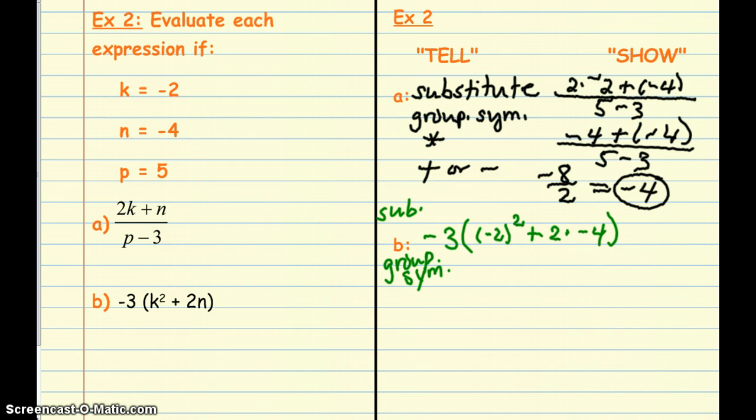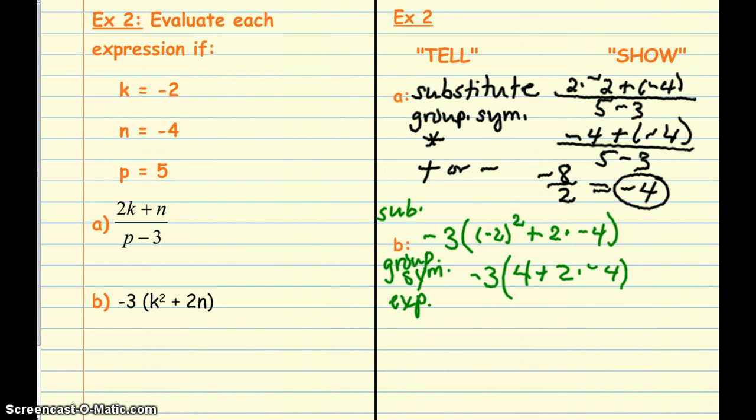And what do you see inside the parentheses? We see exponents, so that's the first thing that we need to do. I keep my negative 3. I have an exponent, negative 2 squared. Negative 2 times negative 2 is 4. And then I have plus 2 times negative 4.